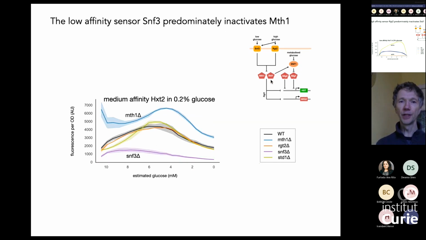If we pick a different HXT, which has a different affinity for glucose, it's not quite as clean, but there's a similar effect here, where now if I delete STD1, I get a response similar to the wild type. But if I delete the other repressor, then I get much higher expression. And if I delete this sensor, nothing happens. But if I delete the other sensor now, I get much lower expression. So now I can see that this sensor here seems to be predominantly controlling this one.